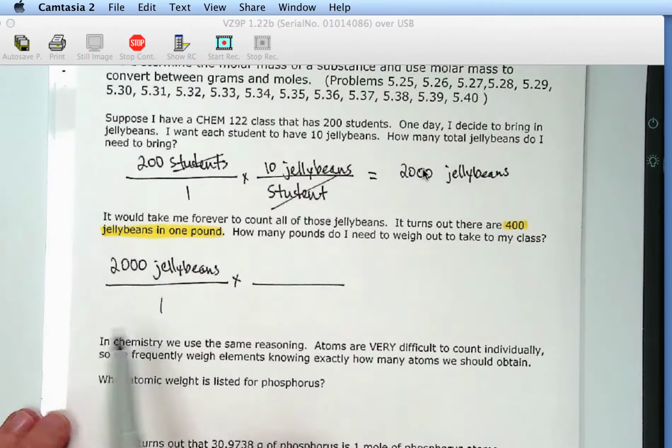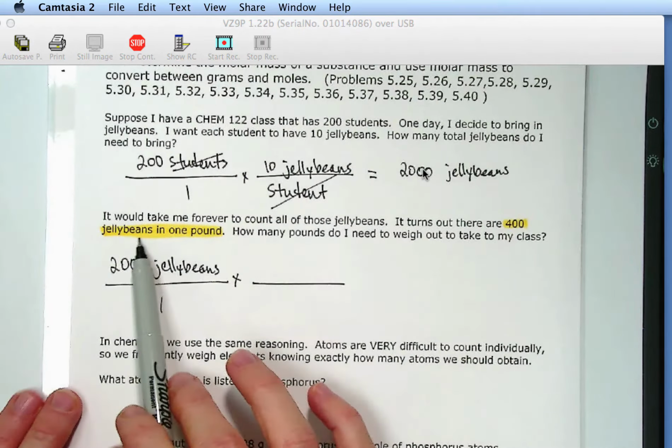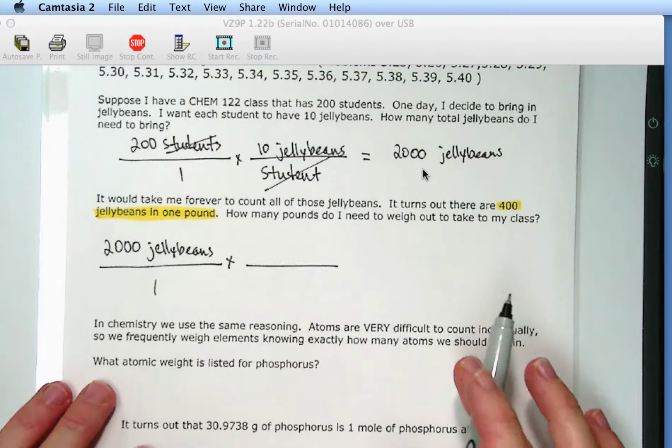Okay, back. What were we doing? Oh, 400 jelly beans in 1 pound. And okay, so 400 jelly beans, and then 1 pound.